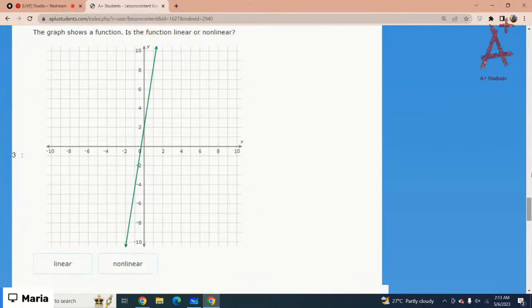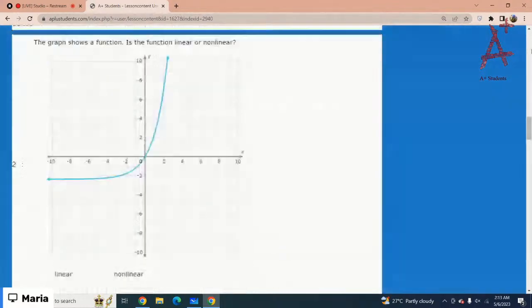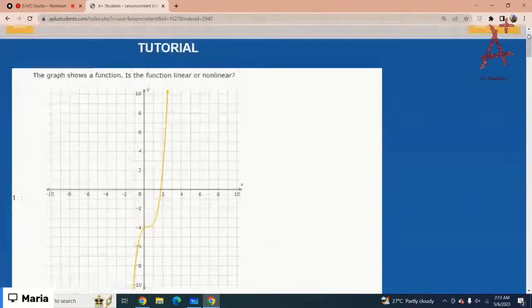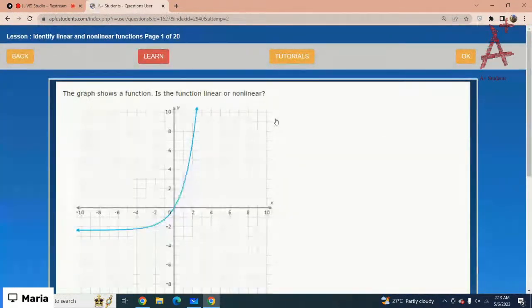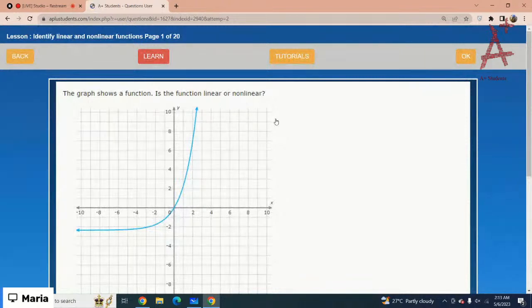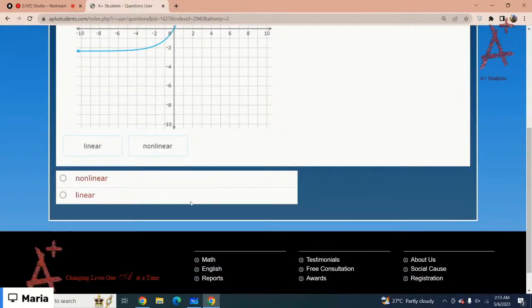Let's just start with the practice questions. The graph shows a function. Is the function linear or non-linear? Which is the correct option? No, the graph is not a straight line, so it is not the linear function. No, the answer is no. It is non-linear function. Got it?